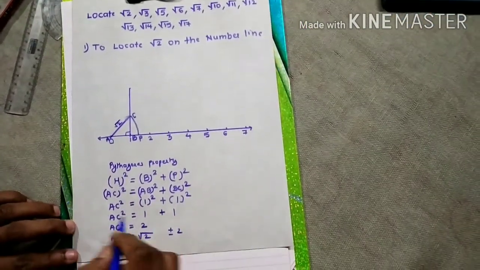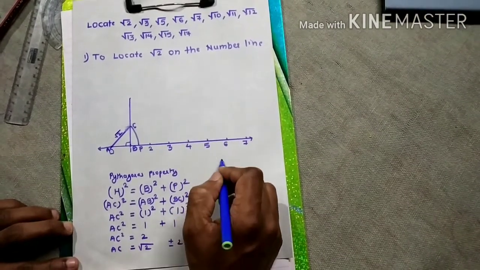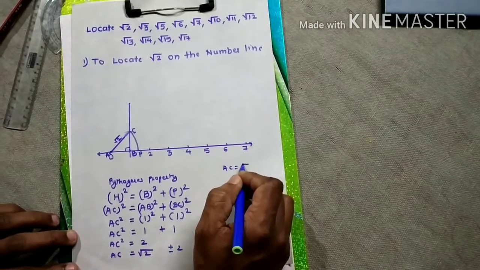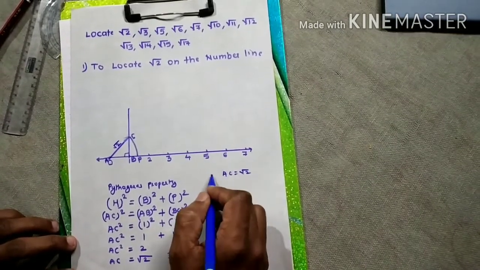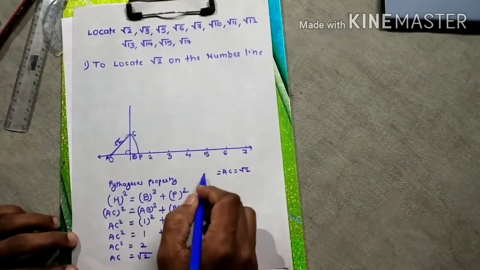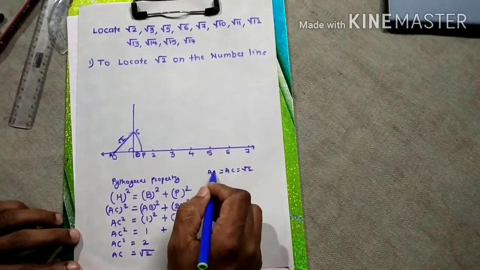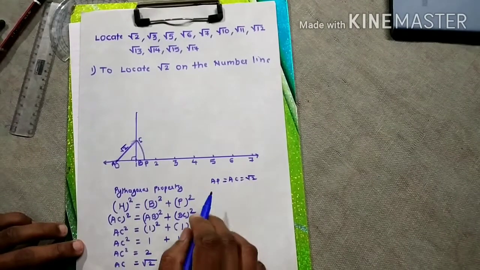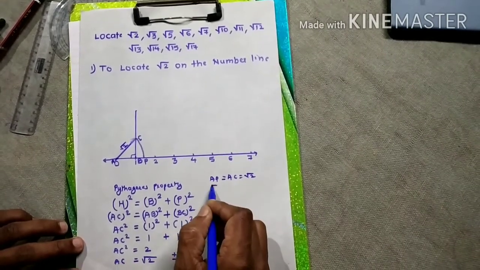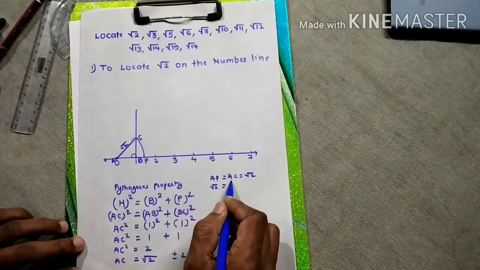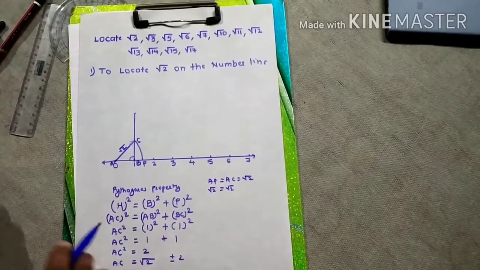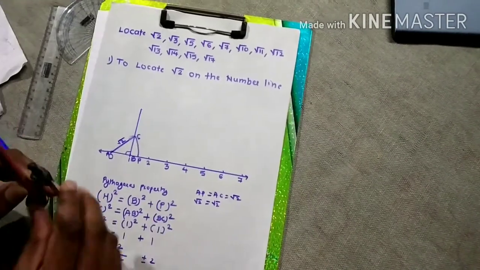In short, I will write here AC is equal to root 2 is equal to AP. So AP is equal to AC is equal to root 2. So value of AP is root 2. Like that I will write here, and value of AC is also root 2. So how can we prove that?